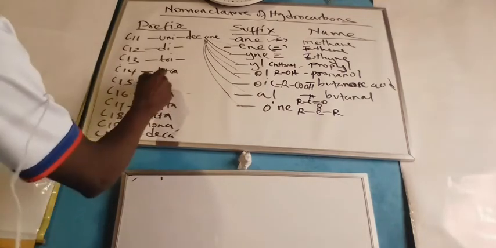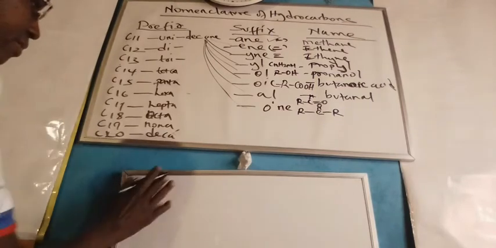I want to use the example of alkanes after the first 10. You will say unidecane for number 11. Number 12 will say didecane. Number 13 will say tridecane. Number 14 will say tetradecane. 15 pentadecane. 16 hexadecane. 17 heptadecane. 18 octadecane. 19 nonadecane, and 20 decadecane.